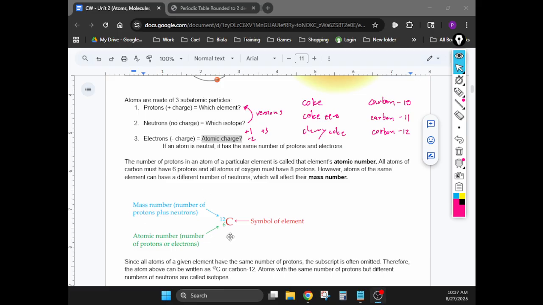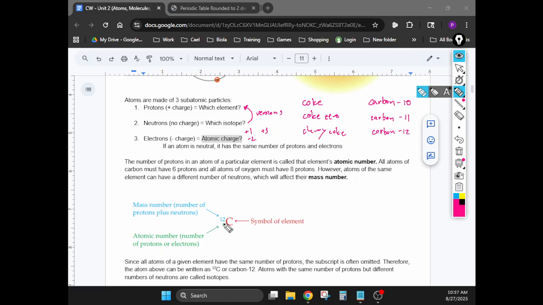So the next thing we're going to look at is how to write different versions of the atomic symbol. Okay, so let's start with carbon right here as our example. You probably know how to find the symbol for carbon, right? Just look at the periodic table, it's the capital letter. So this C right here is the symbol of the element. Now, on the AP test, they add different versions of these symbols to see if you understand the different types of information given to you.